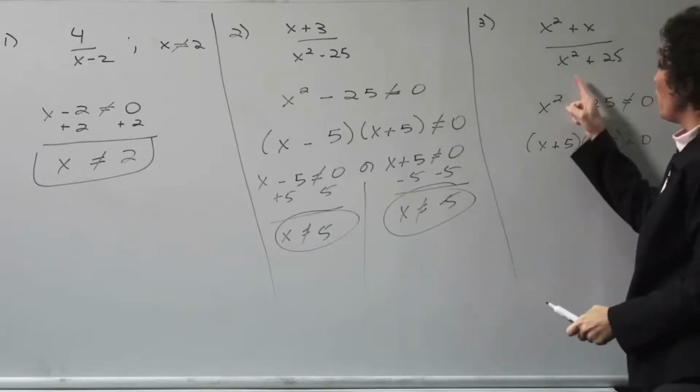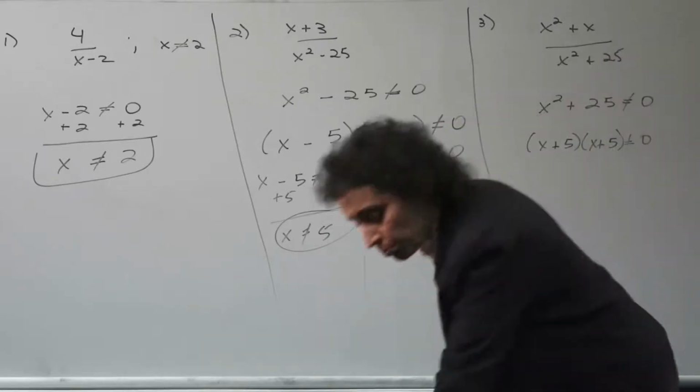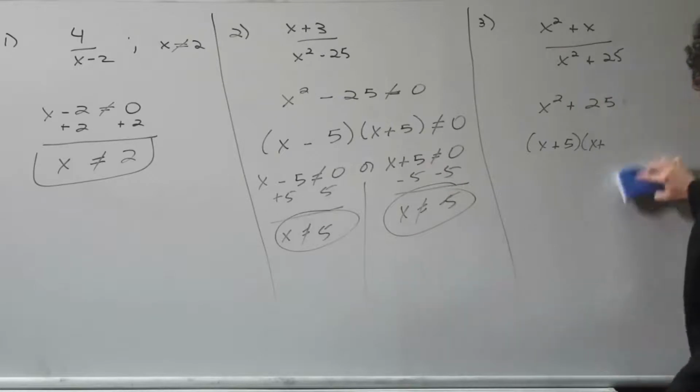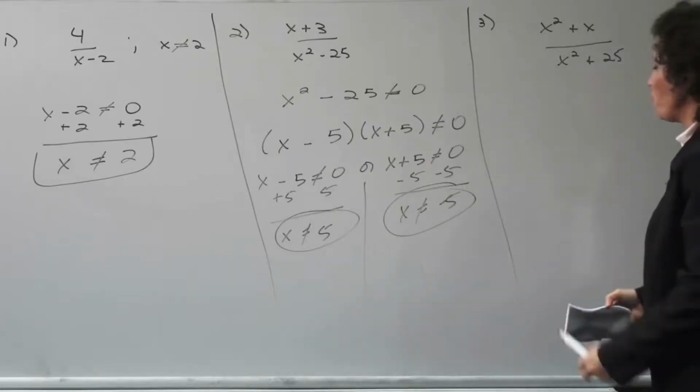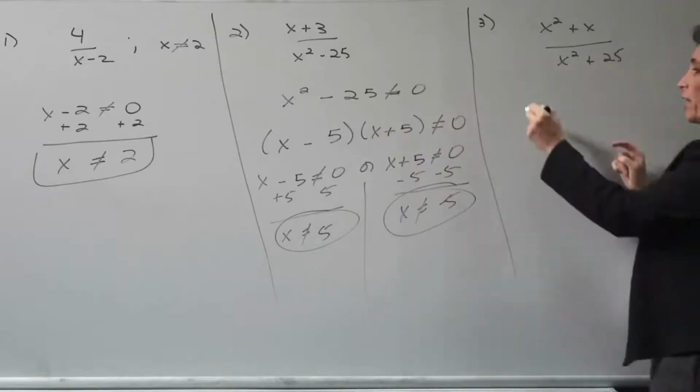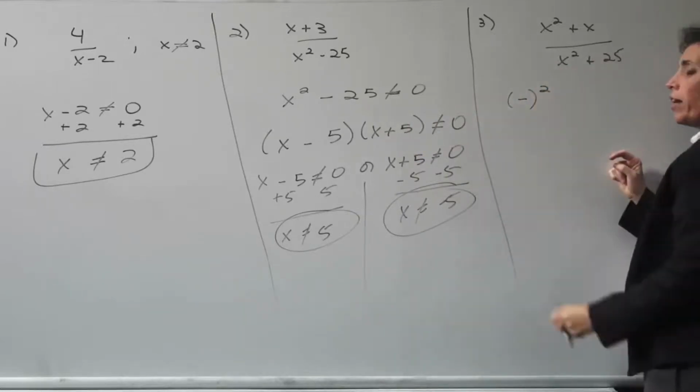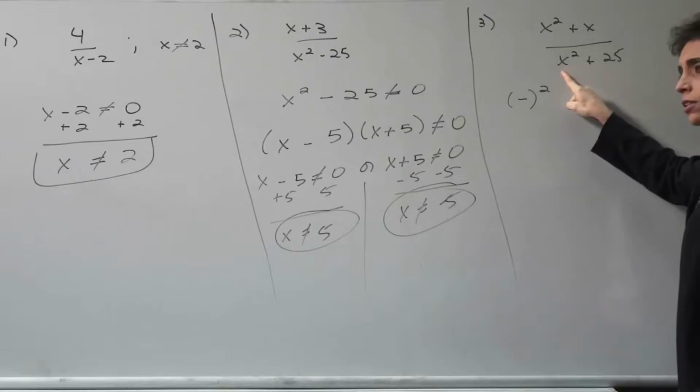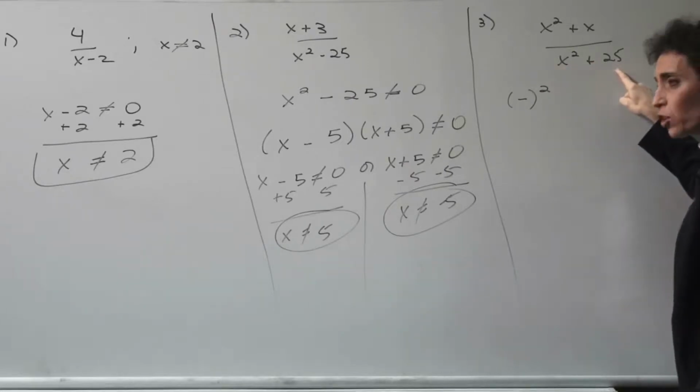What do I do? Well, now it's time to just kind of think about this. If I have something squared plus 25, can that ever be 0? Think about this. If I have a negative and I square it, I'm going to get a positive. A positive plus a positive is never going to be 0.